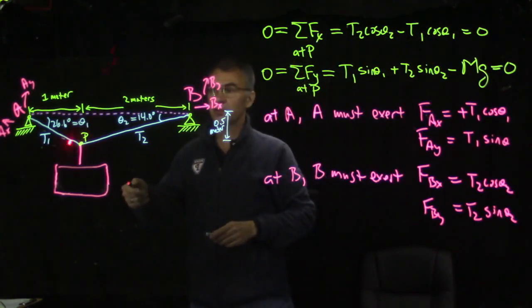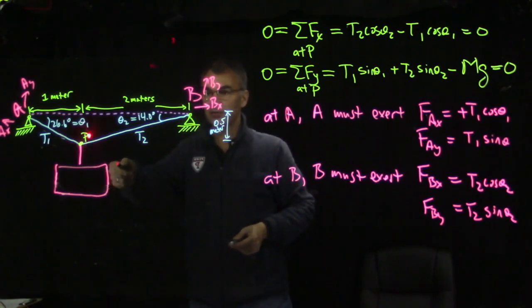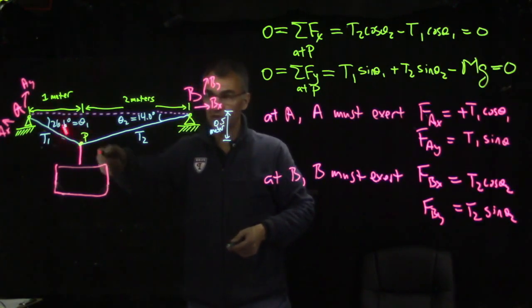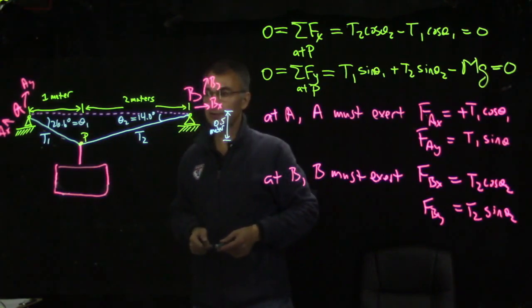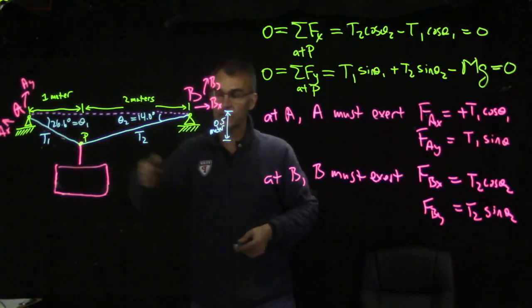And the trick that we used here was to put this point P at equilibrium. Doing that requires us to write that the sum of all the forces in X acting on this point P, forces to the right minus forces to the left, and the sum of all the forces in Y acting on this point P, so these two forces up minus this force down, equals 0. So we had T2 cosine theta 2 minus T1 cosine theta 1 equals 0. And then we had T1 sine theta 1 plus T2 sine theta 2 minus this weight equals 0.